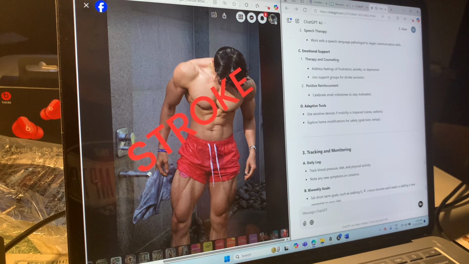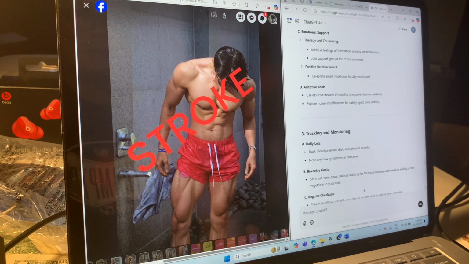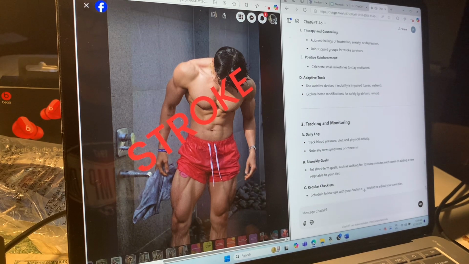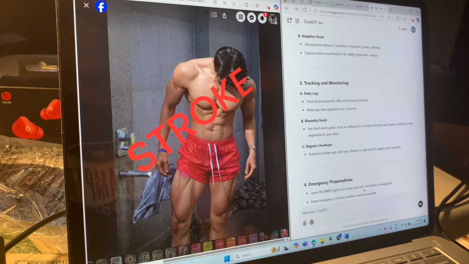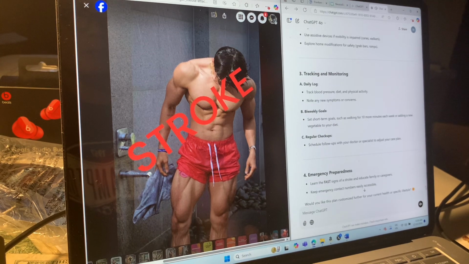D. Adaptive tools. Use assistive devices if mobility is impaired: canes, walkers. Explore home modifications for safety: grab bars, ramps. Tracking and monitoring. A. Daily log. Track blood pressure, diet, and physical activity. Note any new symptoms or concerns.